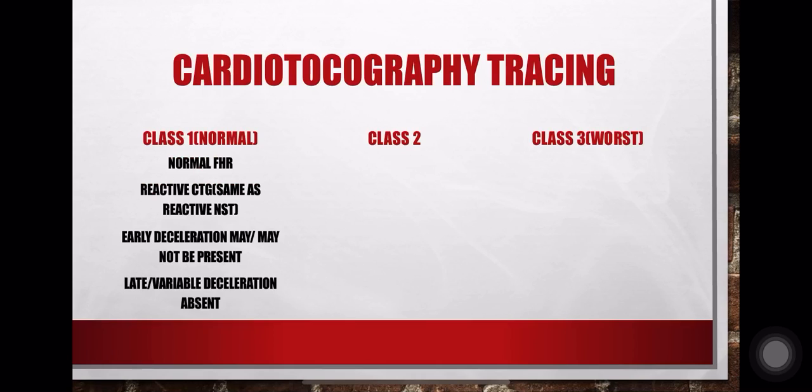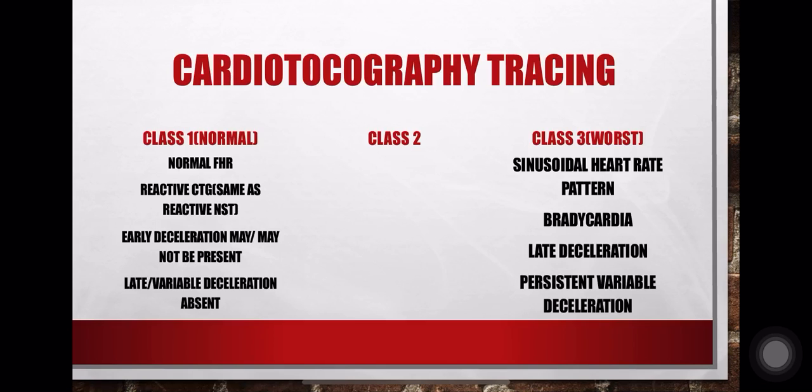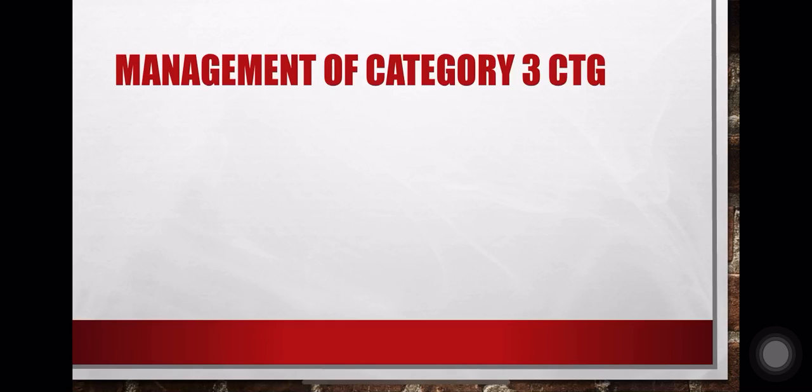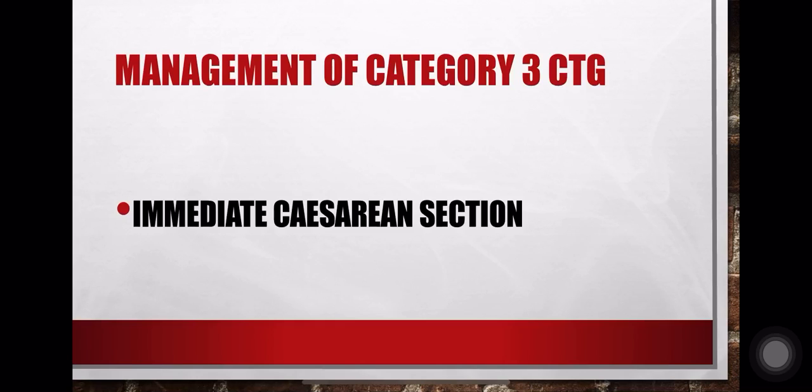We consider a CTG to be class 3 or worse when it shows sinusoidal heart rate pattern, bradycardia, late deceleration, or persistent variable deceleration. So what's the management of category 3 CTG? It's nothing but immediate cesarean section without any delay.